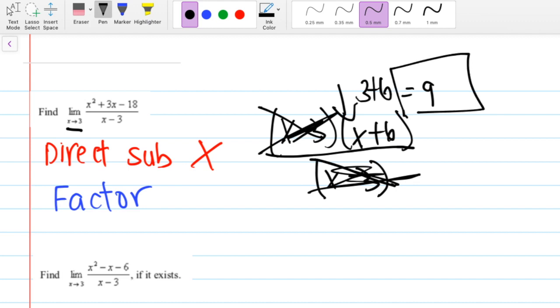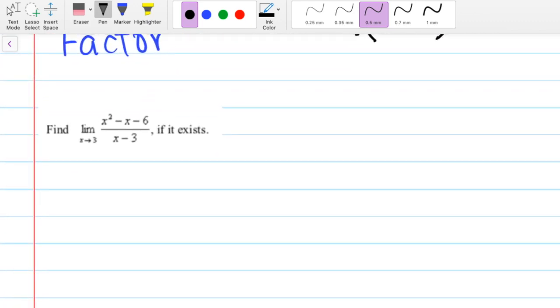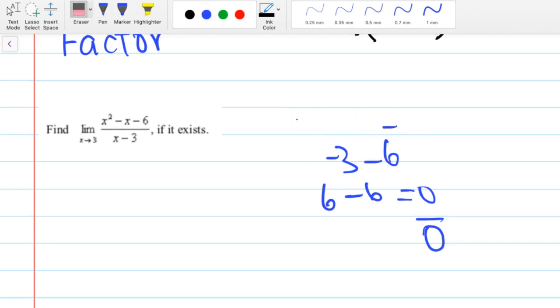And now the second one, it's basically more of the same thing, but I'm going to do it just for practice sake. X squared minus x minus 6. And if you don't believe me that direct substitution isn't going to work on this, we get 3 squared minus 3 minus 6. That's just 9 minus 3 minus 6. 6 minus 6, that's 0. And then 3 minus 3 is 0, so 0 over 0. We know that there are solutions, just that we did not find them with the direct substitution method.